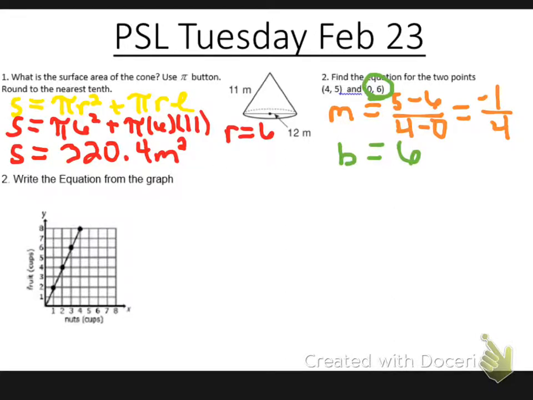So we're going to write that equation. Remember, it's y equals our slope, which is negative 1/4 x, plus our y-intercept, or b, so plus 6. So our equation is just going to be y equals negative 1/4 x plus 6.